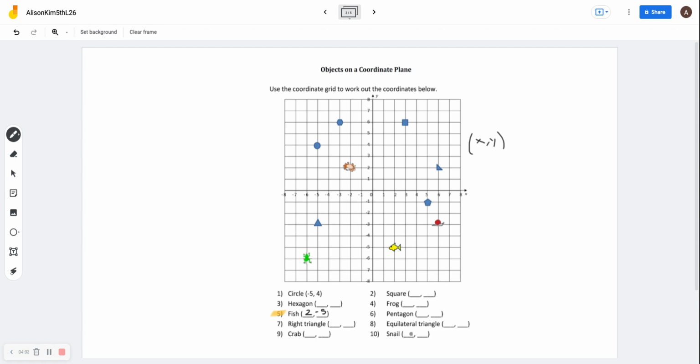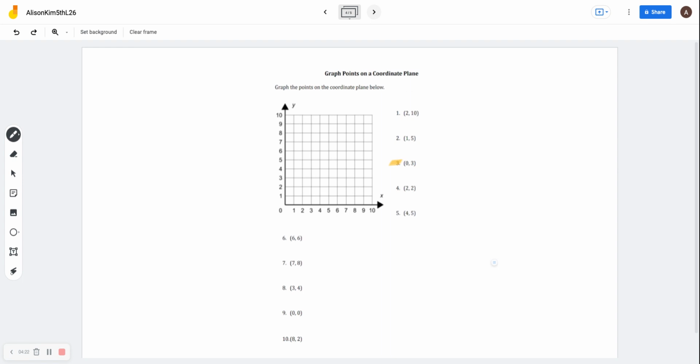So for this worksheet, you just need to look for the shapes or the animals listed and pay close attention to the x-axis and the y-axis and follow this ordered pair formula. So next, we're going to be graphing. We're going to actually be graphing the given points onto the given graph above. So let's do number 3.